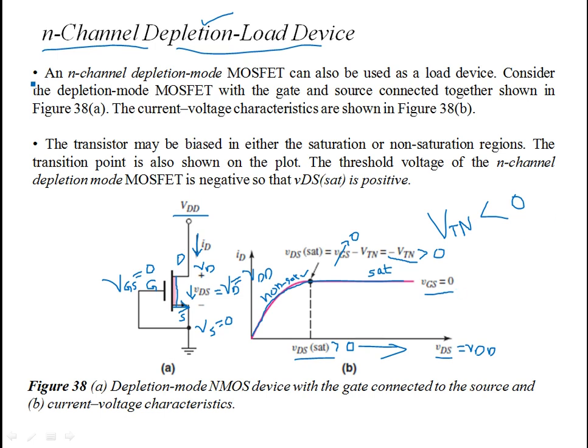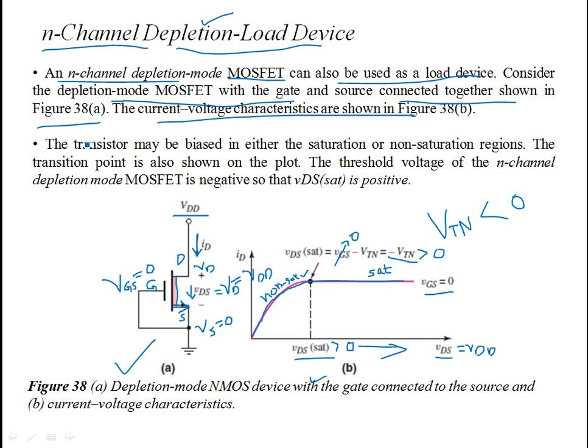The figure shows an N-channel depletion mode MOSFET, which can also be used as a load device, just like we had the enhancement type N-channel MOSFET. It is basically a non-linear resistor. Consider the depletion mode MOSFET with the gate and source connected together, tied up in figure 38A. The current-voltage characteristics are here, in 38B.